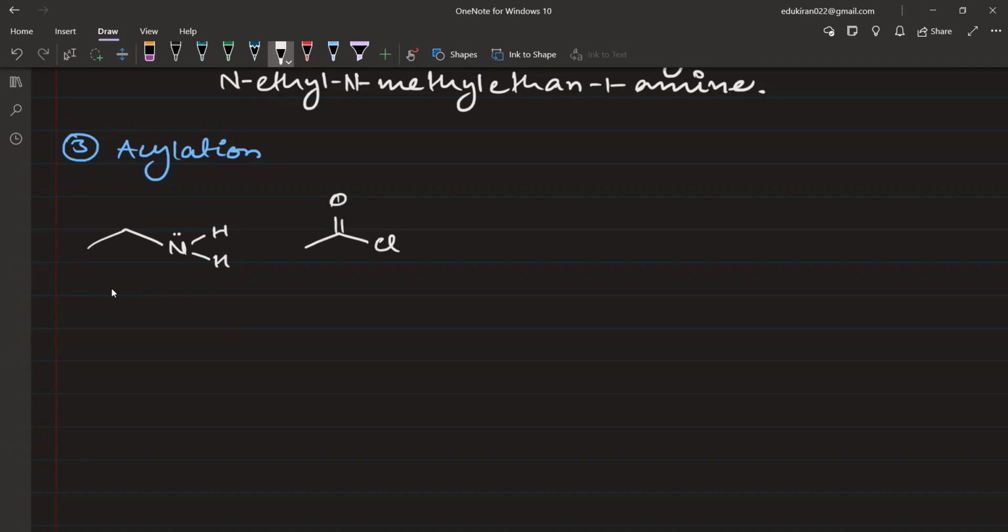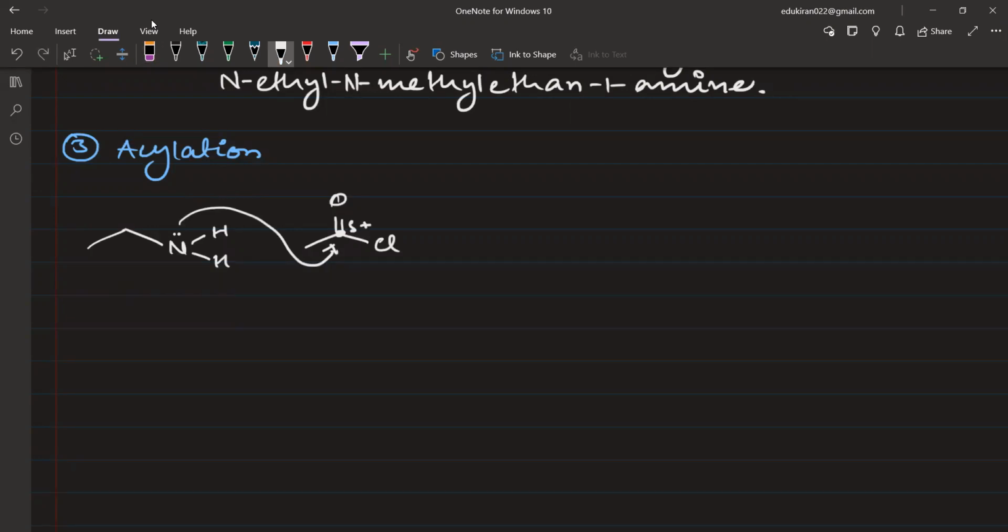Now in this acyl chloride, this carbon atom here is going to be delta positive. Why? Because it is attached to oxygen atom, it is attached to chlorine. Both of these are electronegative elements. That is why it is going to have delta positive. So this nitrogen is going to attack onto this carbon atom. I wrote delta positive wrongly. Okay, it is having delta positive.